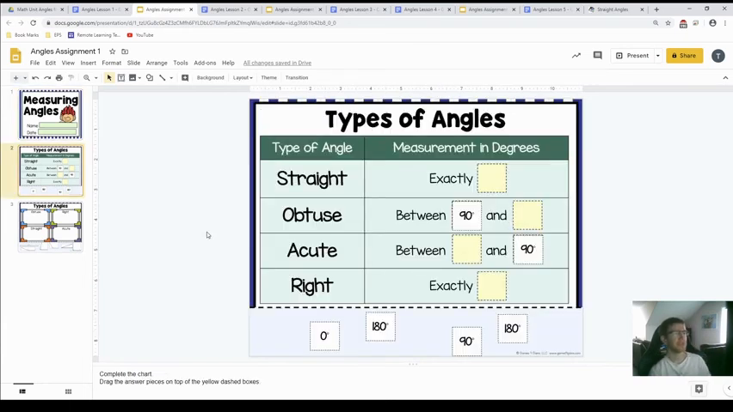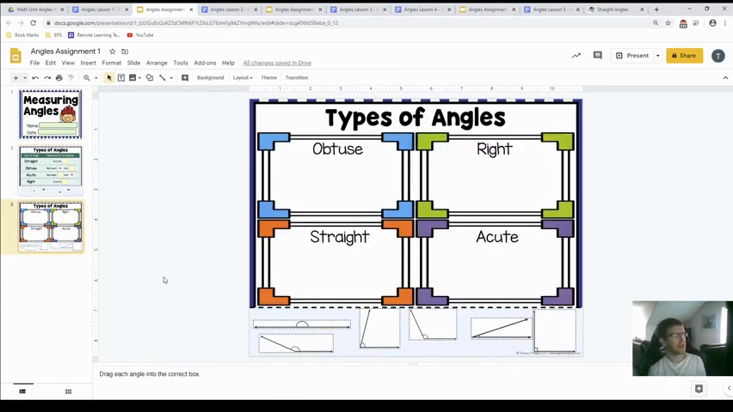Then you go to the next slide, and really it's the angles we just talked about. So you got straight, obtuse, acute, and right, and you can drag these into the boxes. You're going to see that 90 and 90 is put here. That way you know it's between 90 and something, and between something and 90 for acute. The last one. You're going to do your best with this one. So think about dragging each angle into the correct box.